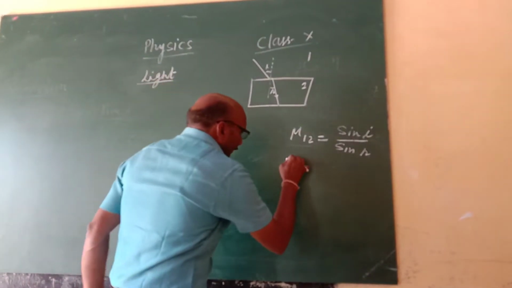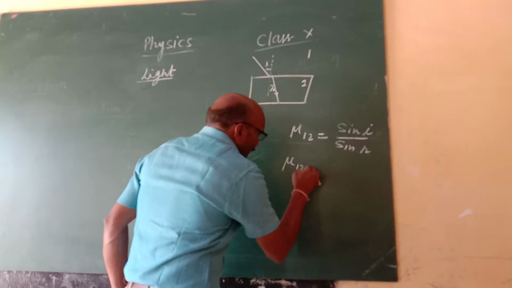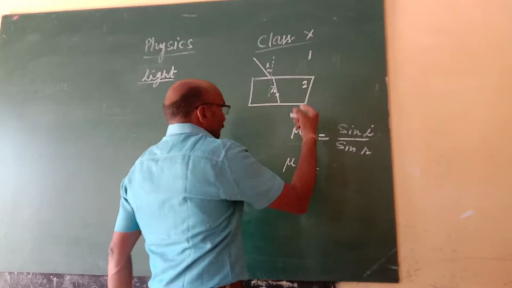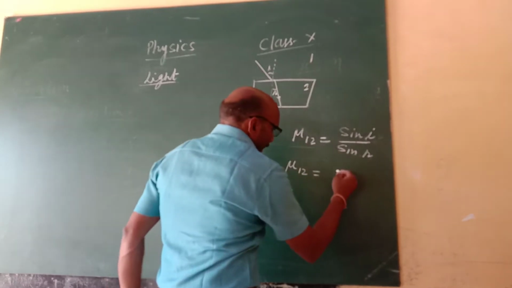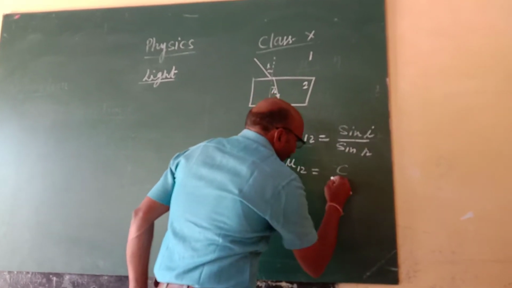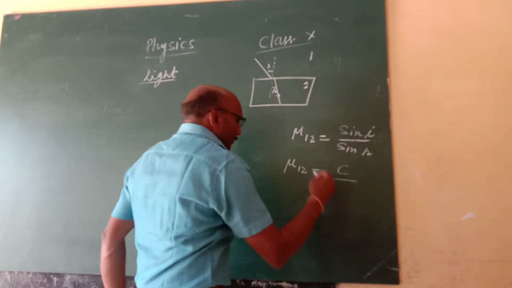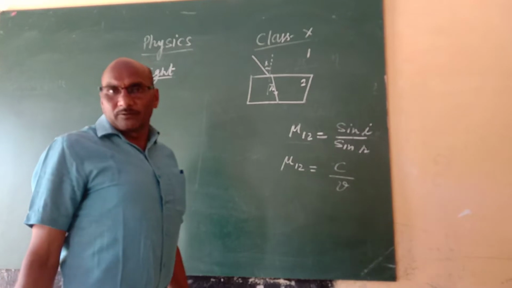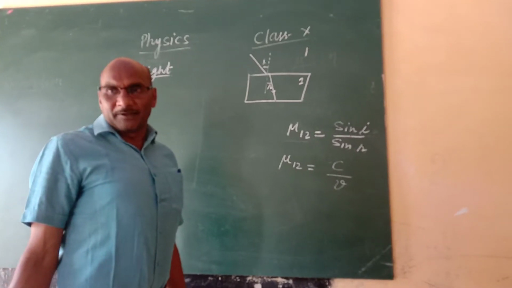Refractive index can be calculated as mu12 equal to the velocity of light in medium number 1, let the velocity of light be c, upon the velocity of light in medium number 2, let it be v. This is one more way to find the refractive index.